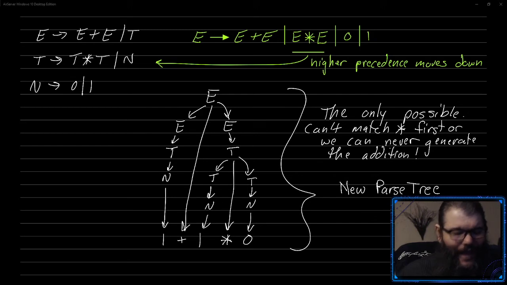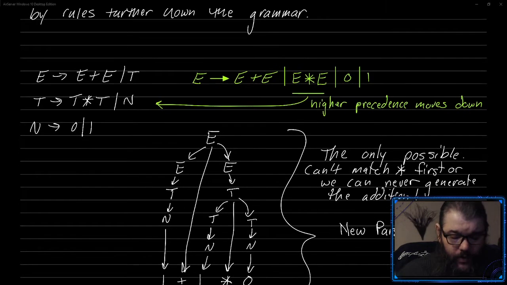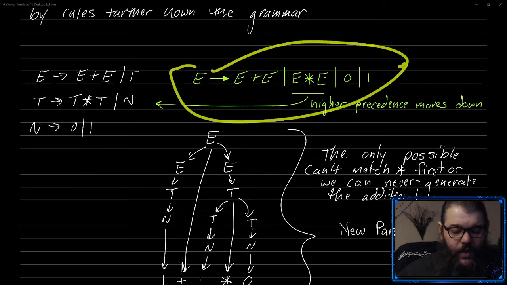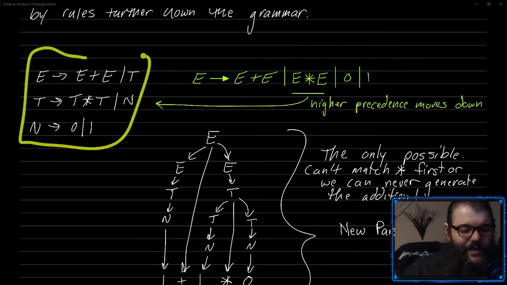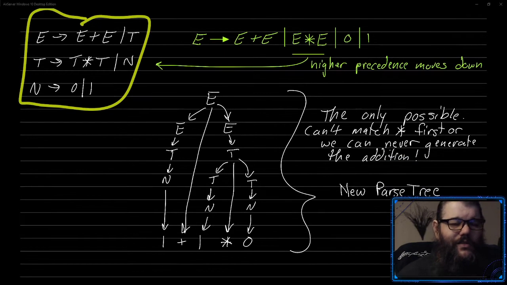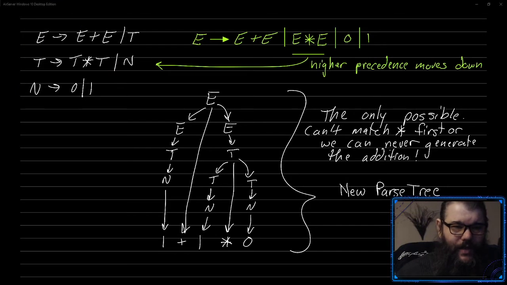So the multiply actually obeys precedence. It happens first, and we get the right answer. So we would say that this language isn't inherently ambiguous, but the original grammar, this one, was ambiguous. But because there is some grammar that generates the strings in a non-ambiguous way, the language itself is not inherently ambiguous.